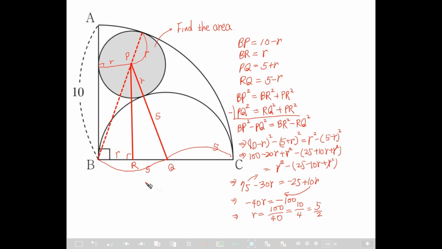So the area is like this: 25/4 pi. Finish it. Thank you.